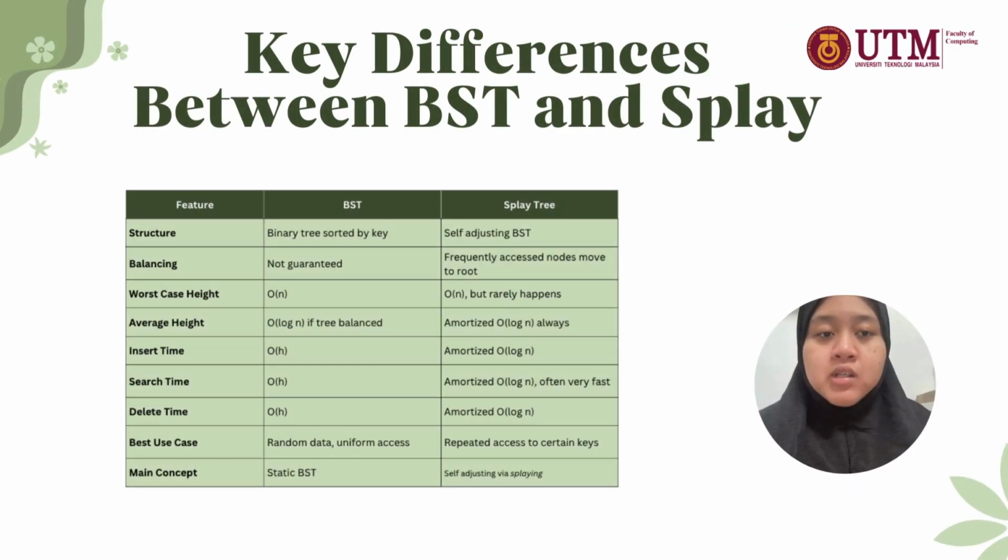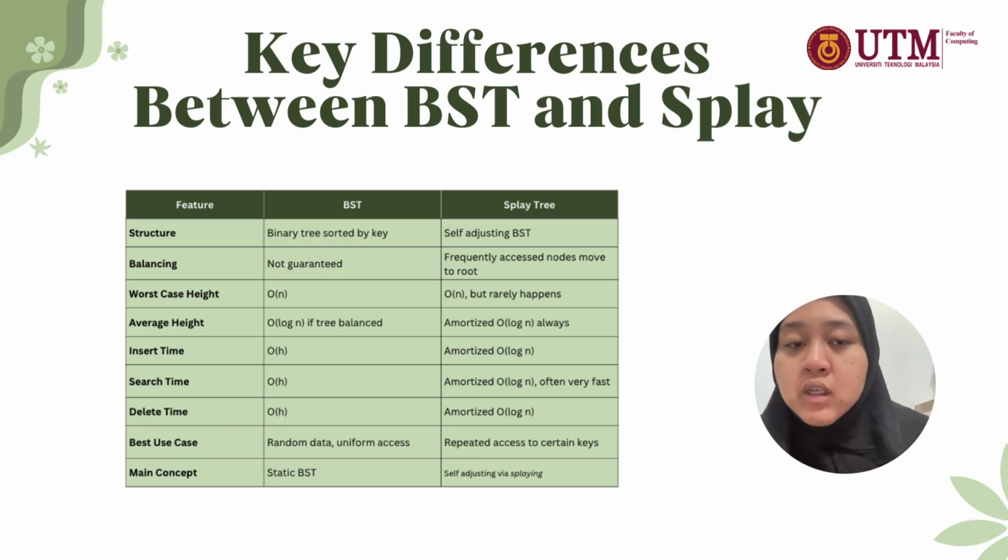To understand our results, we must first understand the fundamental differences between these two structures. So we have BST and splay tree. So first, let's look at the structure. In BST, it is a binary tree sorted by key, while splay tree is a self-adjusting BST. So this is a critical distinction. Regarding balancing, in BST, balancing is not guaranteed. If we inserted sorted data like 1, 2, 3, 4, 5, a BST can degrade into a linked list, leading to poor performance. In contrast, a splay tree moves frequently accessed nodes to the root, so it doesn't strictly balance height in the AVL sense, but it optimizes for access.